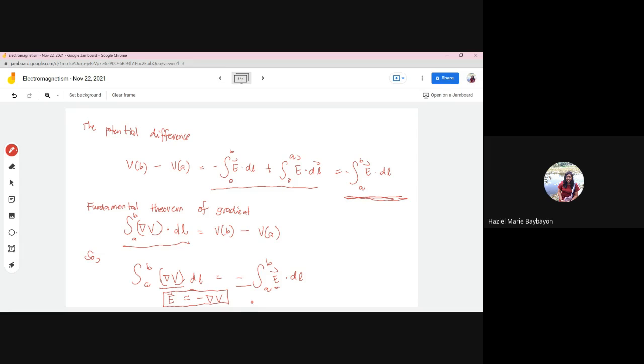So you have to take note of this equation. So what is its meaning? The electric field can be expressed as the negative gradient of the electric potential. Okay?